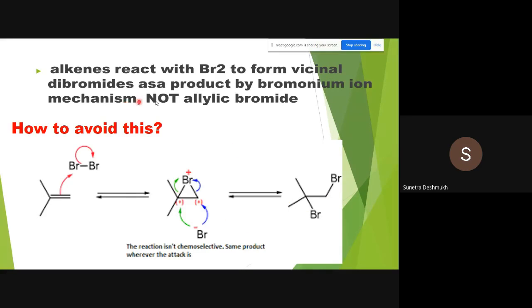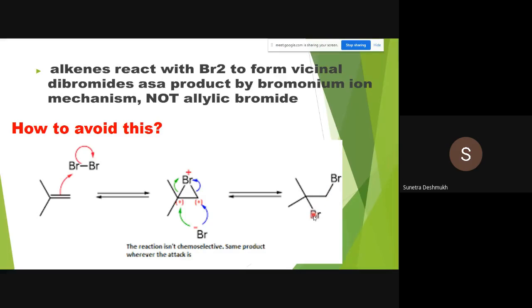But we don't need this dibromide product. Alkene reacts with Br2 to form vicinal dibromides, not allylic bromides. So we don't need this type of mechanism. We are studying the free radical mechanism, and this is not a free radical mechanism. Okay, so now we have to think about the free radical mechanism, and we want to change this.